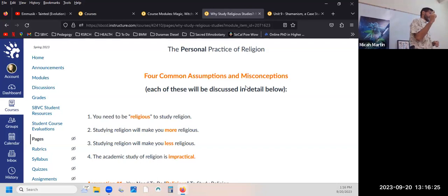The fourth one here, that the study of religion is impractical, is one that hurts my heart, because I do this for a living. But in all seriousness, a lot of people think that scholars study this stuff, academics study it. Why should I care?